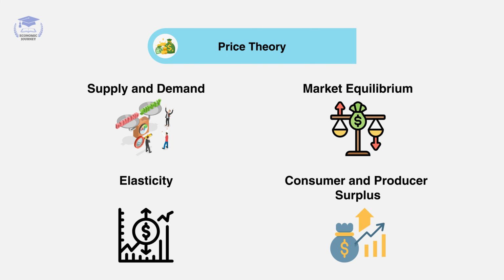Consumer and producer surplus. These concepts quantify the advantages gained by consumers and producers in market transactions. Consumer surplus represents the difference between what consumers are prepared to pay for a good or service and what they actually pay, highlighting the extra satisfaction or benefit they receive. Producer surplus, on the other hand, measures the difference between the price at which producers are willing to sell a product and the higher price they actually receive, reflecting the additional profit or benefit to producers.